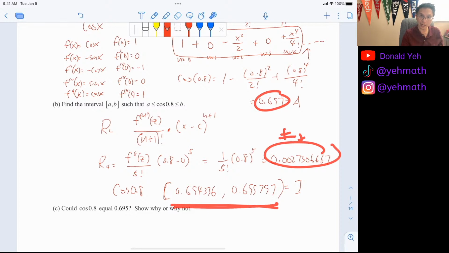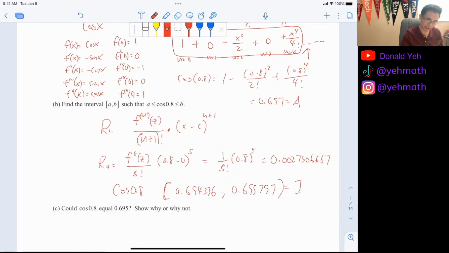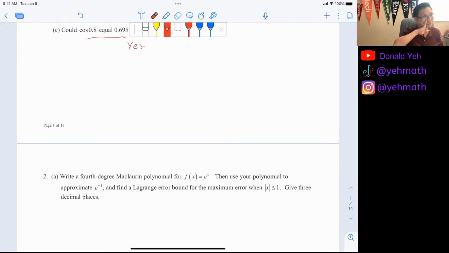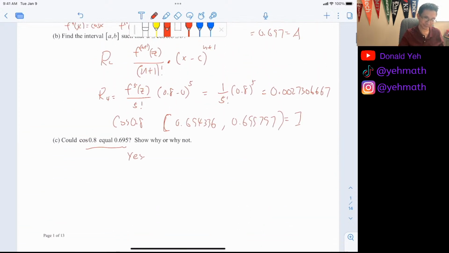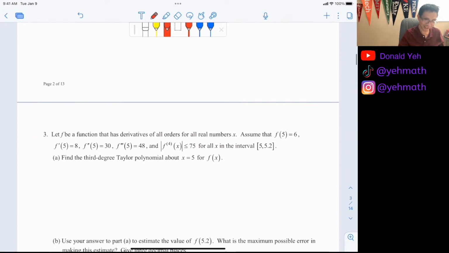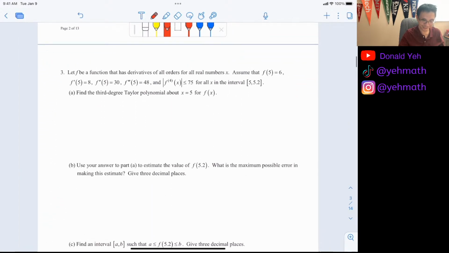Now, if you realize 695 is between here, then you say, could this equal this? Yes, because it falls in our confidence interval. This is our confidence interval. Basically it captures the true value, 100%. Let's construct a 99.9% confidence interval. It captures the true something between the interval, by the Lagrange theorem.